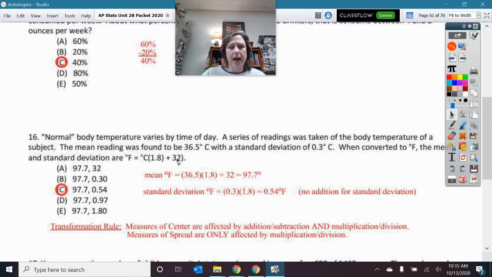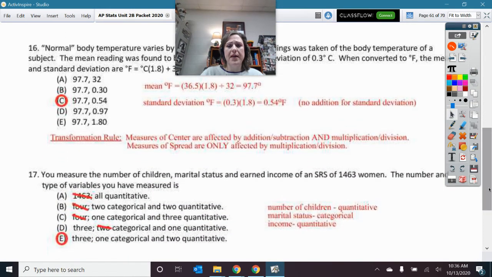Okay. You have got to know very securely that with transformations, means are affected by everything but standard deviation. Measures of spread are not affected by shift. Measures of spread are not affected by adding and subtracting. So that ended up being 0.54. You must know that. Measures of position, where things are located, mean, median, even Q1 and Q3, are affected by moving, addition, and subtracting. But the spread is not affected by addition and subtraction.